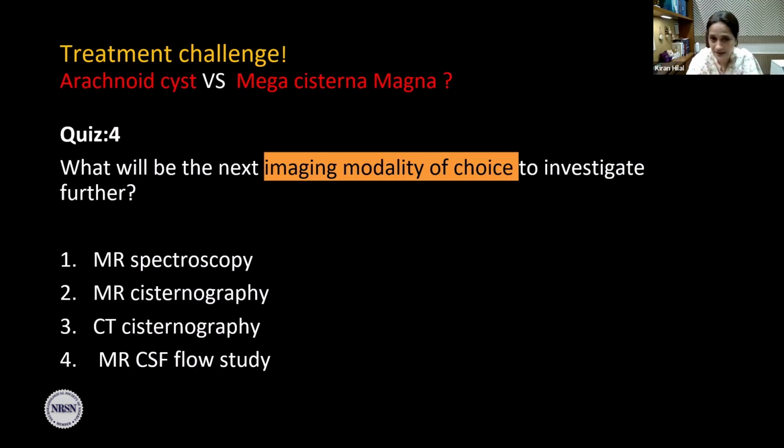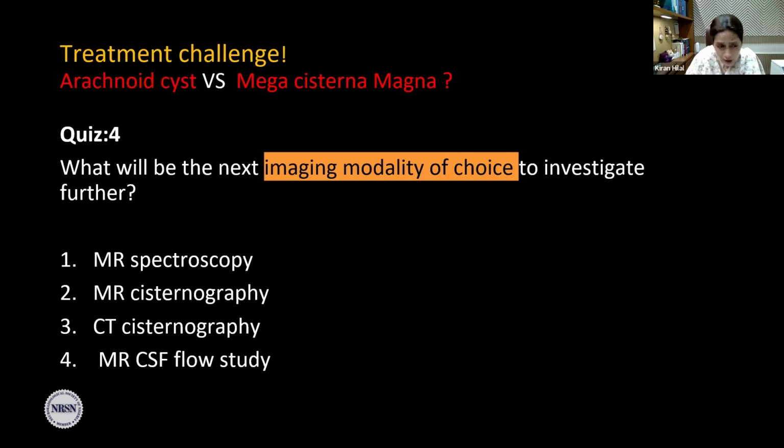If you say it's a cisterna magna, they are not going to intervene. If it is an arachnoid cyst, definitely they are going to puncture it, they are going to remove it, because it's causing significant mass effect over the brainstem. So how, as radiologists, can we help them differentiate between a large cisterna magna and an arachnoid cyst? They will ask you, should we go for MR spectroscopy? Should we go for MR cisternography or CT cisternography, or should we go for an MR CSF flow study? What do you think? What should we do?